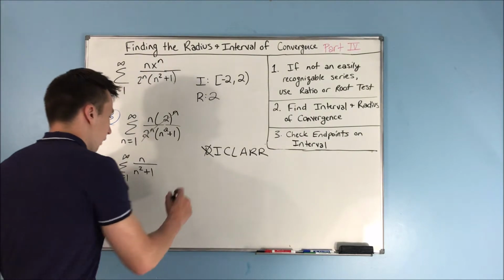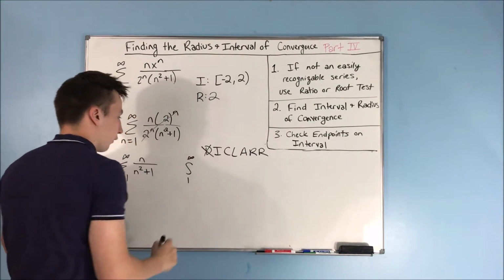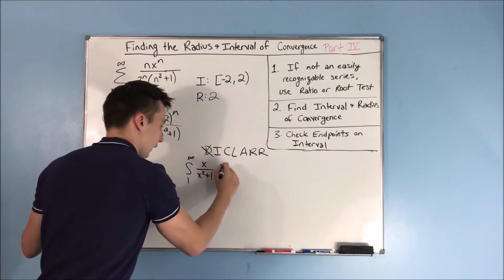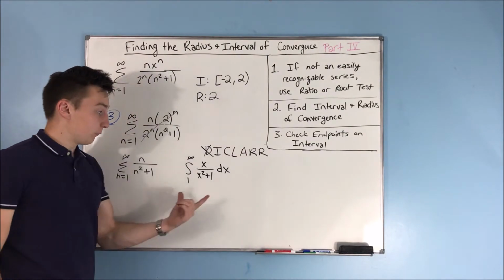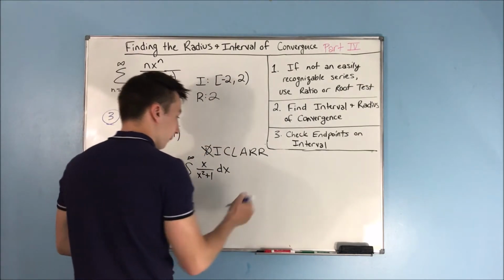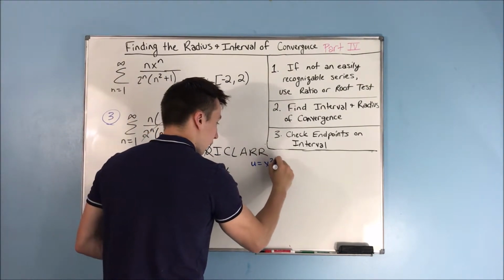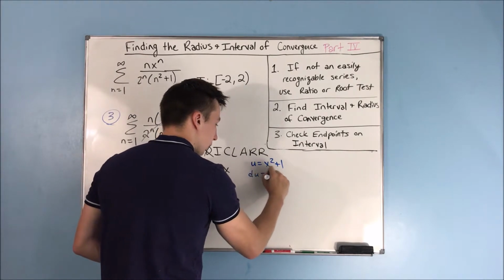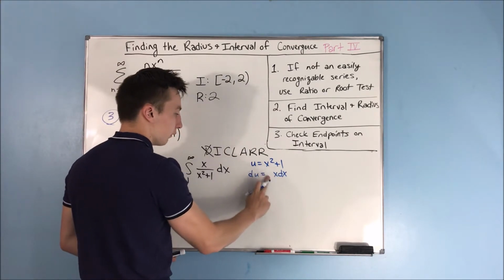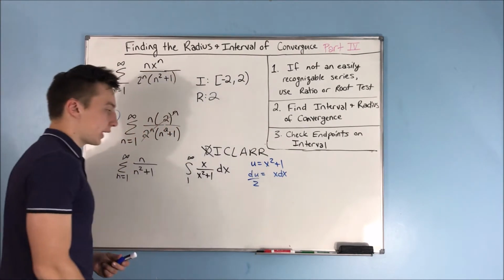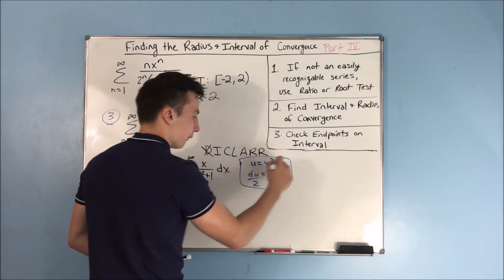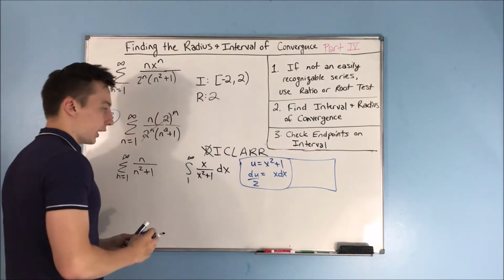So let's do that. We can do the integral from 1 to infinity of x over x squared plus 1 dx. Now we're just going to set u equal to x squared plus 1. That means that du will be equal to 2x dx. Since we don't have a 2, we can divide that over and just get du over 2 equals x dx. We also need to change our bounds.